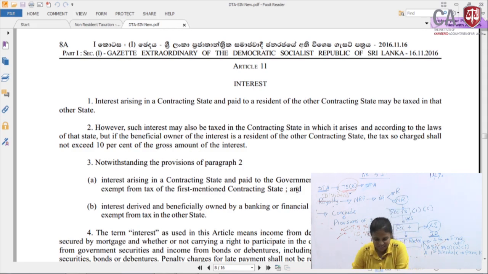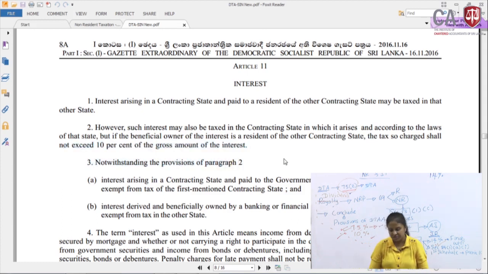Okay, Article 11, interest. Interest arising in a contracting state and paid to a resident of the other contracting state may be taxed in that other state. That means the Sri Lankan company is paying the interest to the Singapore company. It is the source of payment. It should be taxed in Sri Lanka. Come to this. However, such interest may also be taxed in the contracting state in which it arises and according to the laws of that state. But if the beneficial owner of the interest is a resident of the other contracting state, the tax so charged shall not exceed 10% of the gross amount of interest.